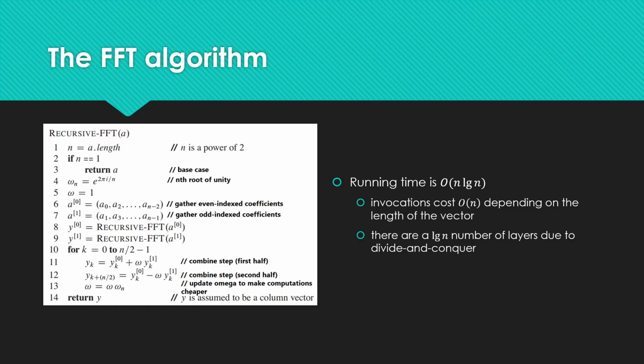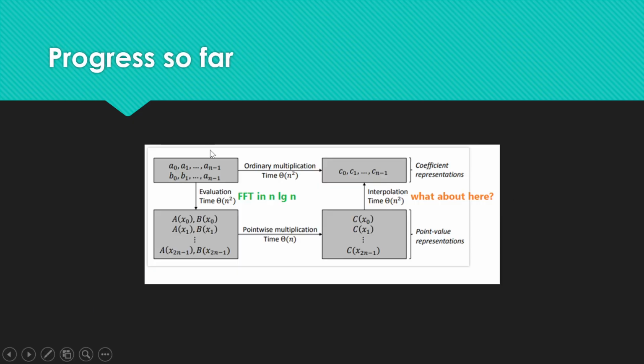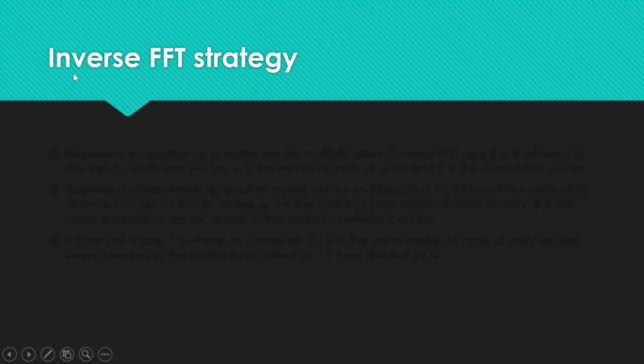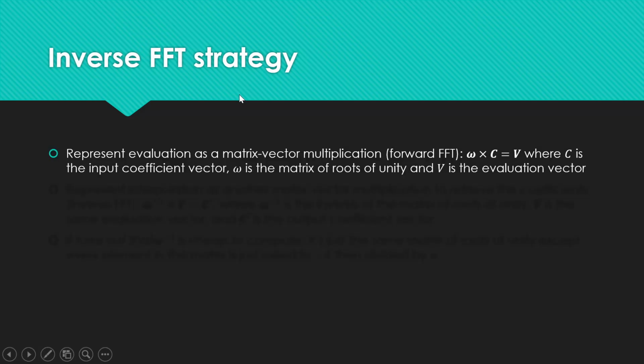So let's go back to our high-level overview. So the progress so far, we were able to reduce quadratic time down to n log n using FFT in the evaluation step. What about the interpolation back from point value representation to coefficient representation? So the inverse FFT strategy is outlined by this slide.